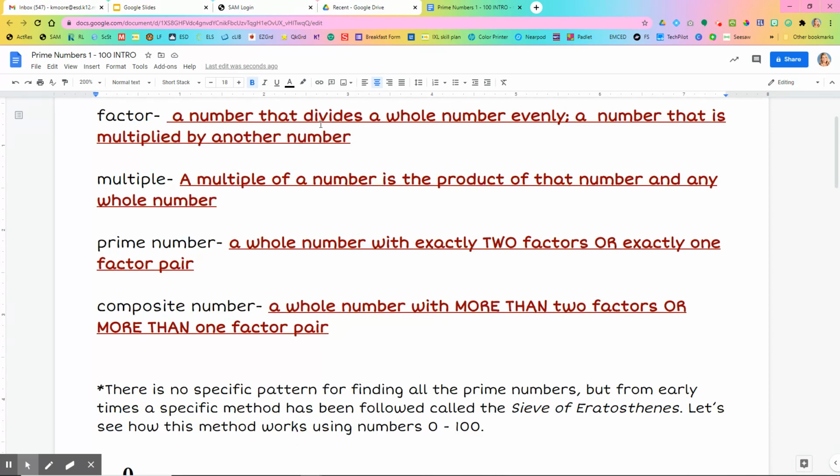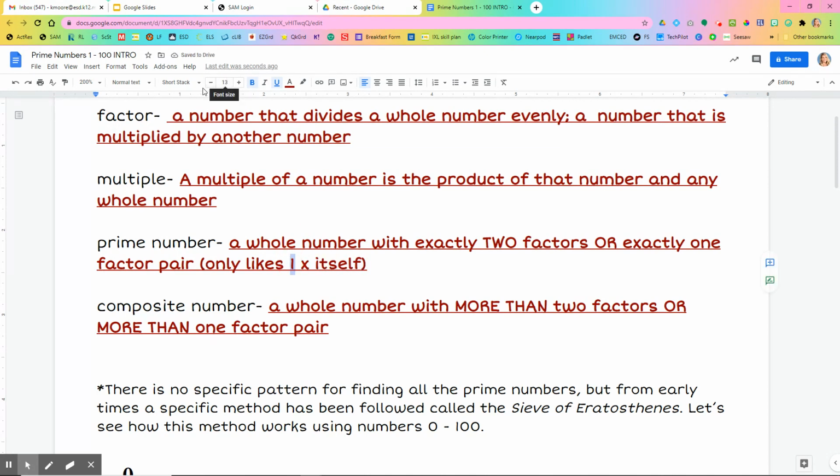Now, we talked about, let's look at this. We know that factors are two numbers that are multiplied together. We know that multiples are like skip counting. They're the answers. A prime number is a whole number with exactly two factors. It only likes one and itself. Let me add that. Only likes 1 times itself.